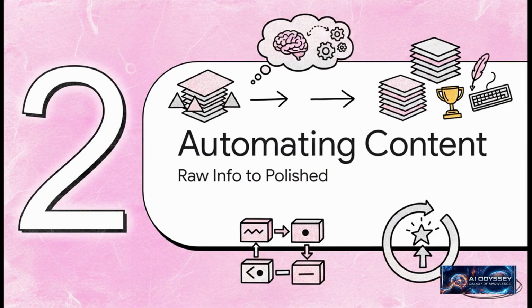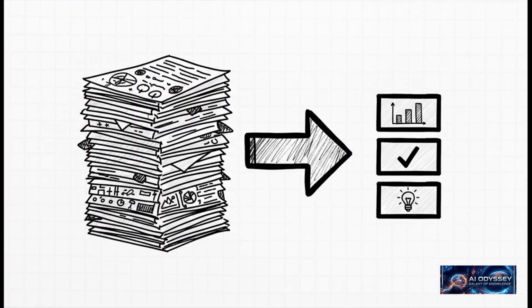Okay, enough theory. Let's see how this all comes together with some actual practical examples. We'll start with a task that a lot of us face, automating content creation, taking some raw info and turning it into something polished and ready to go. So first up, let's tackle a classic.